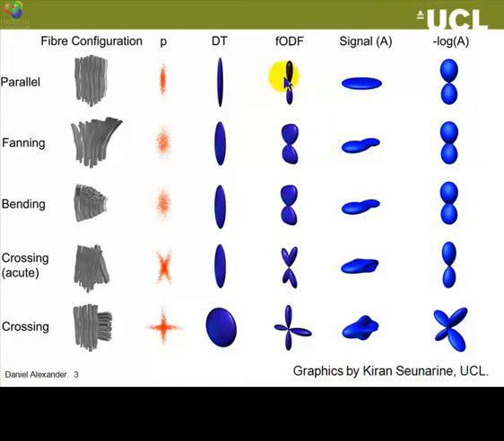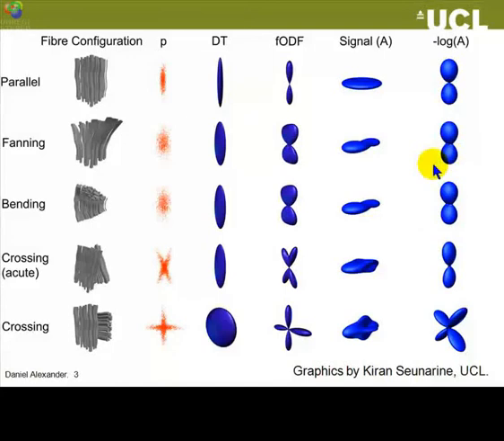So we can see that in these unimodal configurations, generally the signal is low where the fibre orientation distribution function is high. But for these more complex crossing configurations, things aren't quite as simple as that, because in fact for this orthogonal crossing we get maxima in the signal along the directions of the peaks of the fibre ODF.